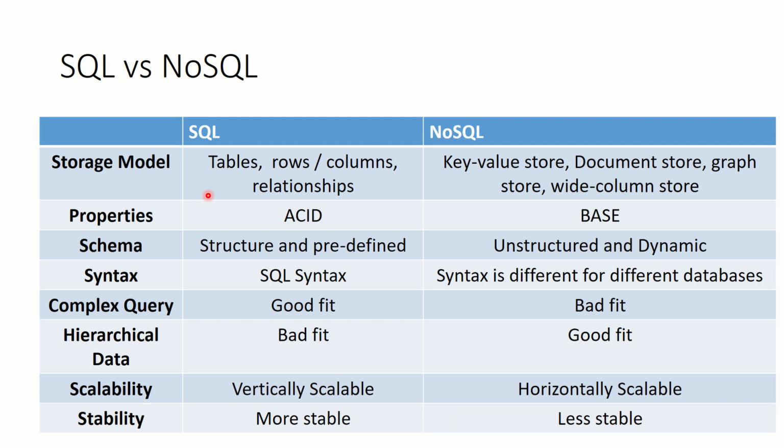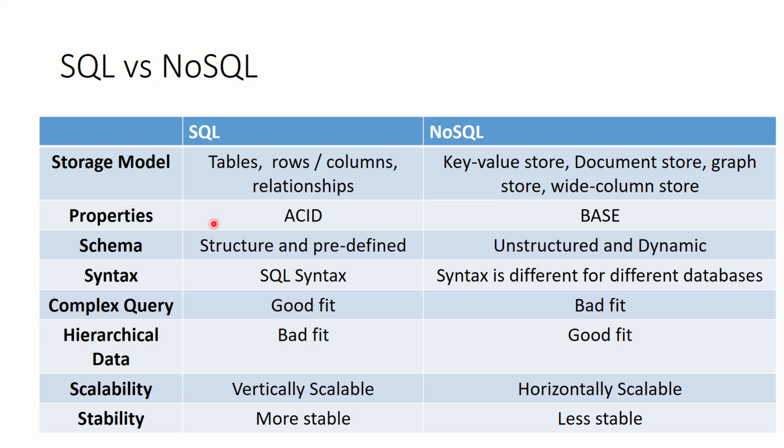This is just a rough look at the differences which you could see. First, the storage model, so how the data is stored. In SQL, as you all know, it is stored in rows and columns, and NoSQL databases basically follow a key-value store. There are different types of databases available in NoSQL: key-value pairs, document store, which you will get to know about in the next classes, graph store and wide-column store. These are all the different ways that you could store data in NoSQL databases.